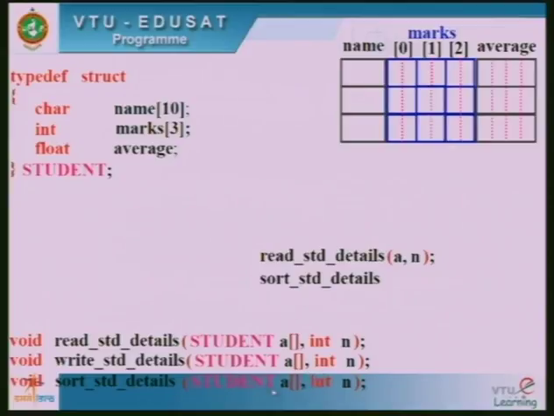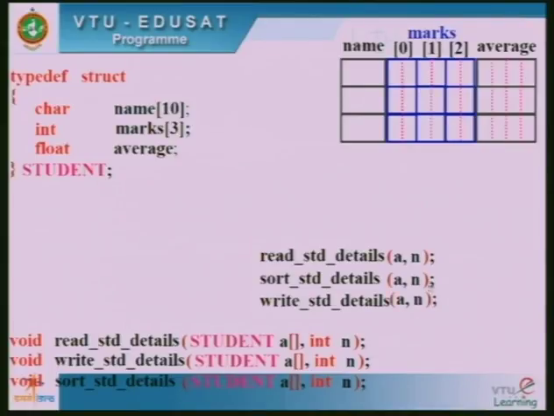How many parameters are there here? 2 parameters are there. So, those 2 I am going to write here, and here A and n are called what? Arguments. Here A and n are called parameters. So, arguments must be enclosed within parenthesis like this and end with a semicolon. So, here we read the student details and here we sort the student details, and finally we have to print the student details. How to print the student details? Call this function write student details, and here I write A comma n.